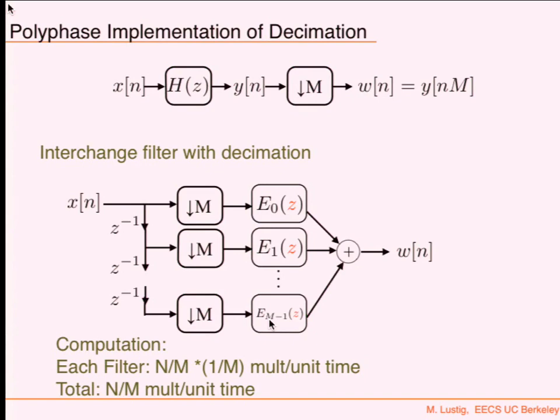Okay. And how many filters do you need? M. So n over m multiplied by 1 over m multiplied by m filters. That's the total computation that you need to apply per unit time. Okay. So that's a saving of a factor of m. And it makes sense because that's exactly how much you're going to be downsampling by. We're going to downsample by a factor of m. We shouldn't compute that many computations, right?